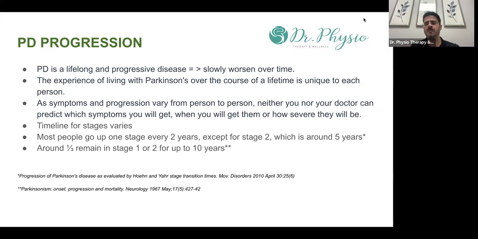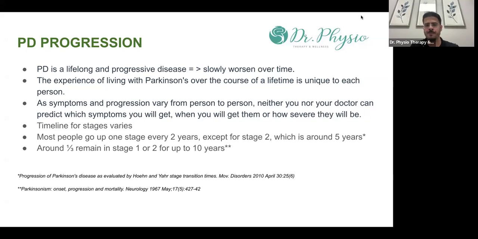Because sometimes people ask me, will I get that, will I have this problem? It's hard to tell. It's hard to tell where we go, in which direction we go, or when you get them, or how severe they will be. So it's going to depend on how the disease manifests and changes by individual. Okay. The timeline for those stages also varies.